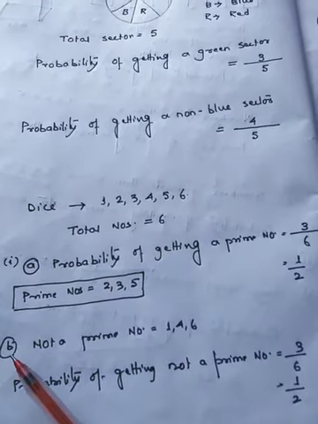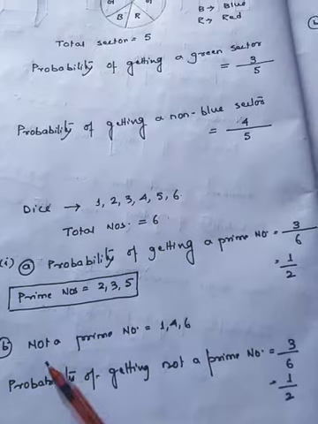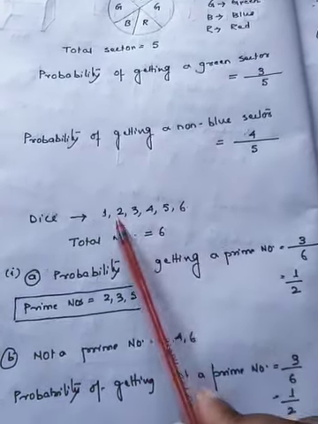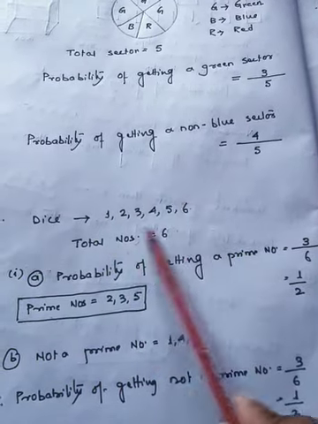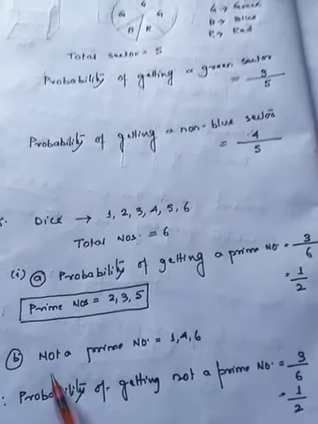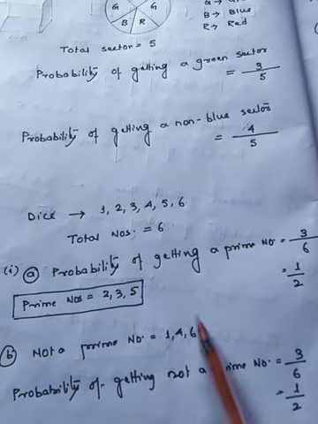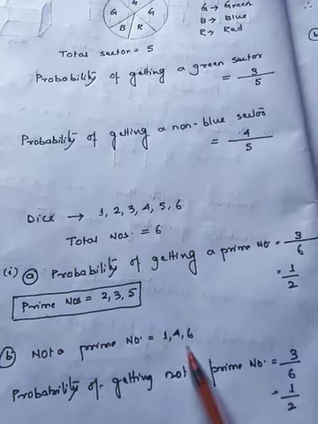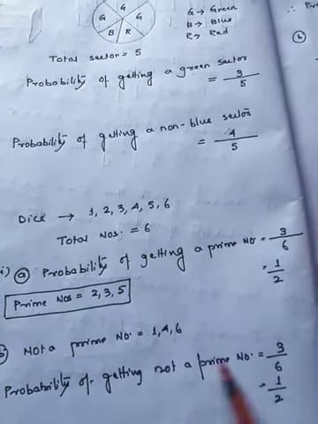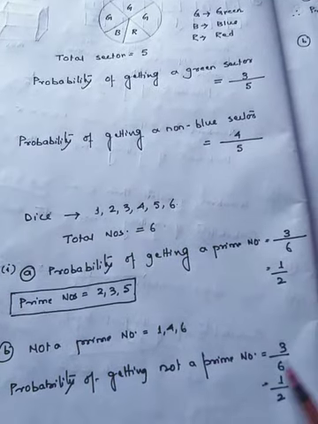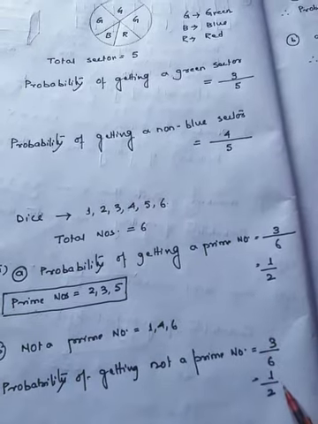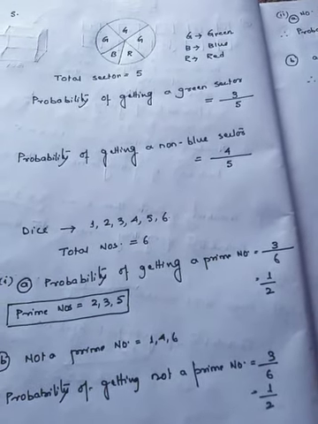The second question they have asked: find the probability of getting not a prime number. Not a prime number means, again we have to see which are the numbers which are not prime. So the numbers are 1, 4 and 6. I have written, see, not a prime number: 1, 4, 6. Again we see how many times we will get not a prime number. It is again 3 times. So the probability of getting not a prime number would be, out of 6 numbers, there are 3 numbers which are not prime. So 3 upon 6. Again you reduce it, you will get the answer as 1 upon 2.